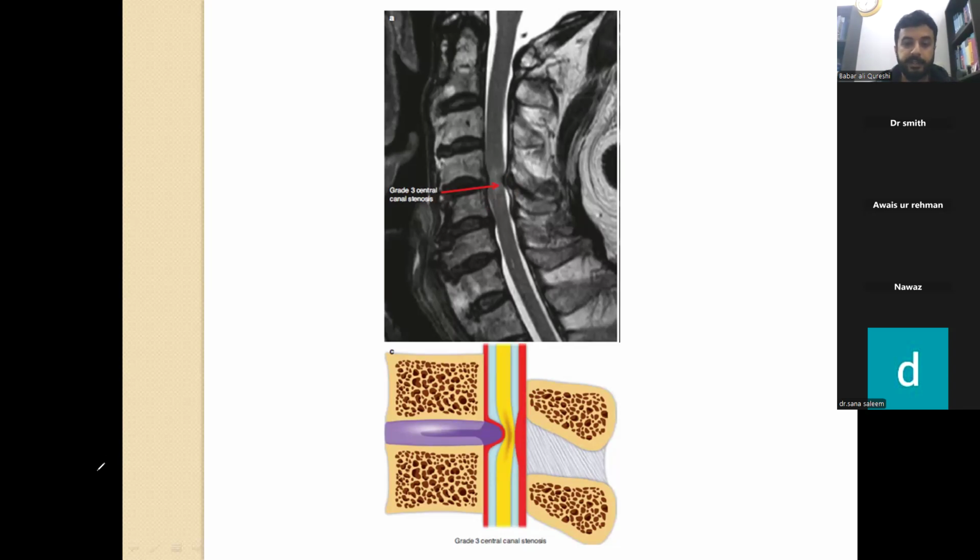These diseases are all part of the spectrum of degenerative disease, which includes disc degeneration, disc herniation, as well as ligamentum flavum thickening or hypertrophy.